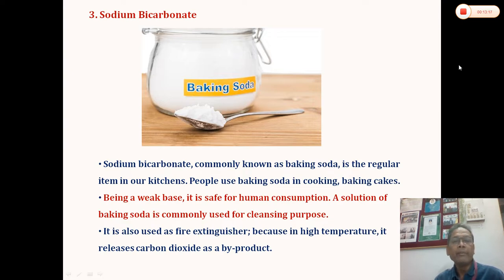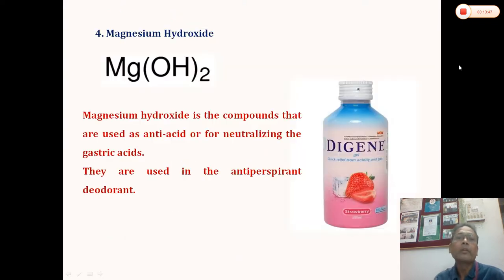Being a weak base, it is safe for human consumption. A solution of baking soda is commonly used for cleaning purpose also. It is also used as a fire extinguisher because in high temperature it releases carbon dioxide as a byproduct, and that carbon dioxide removes the oxygen from that atmosphere, and therefore the fire in that area can be controlled.